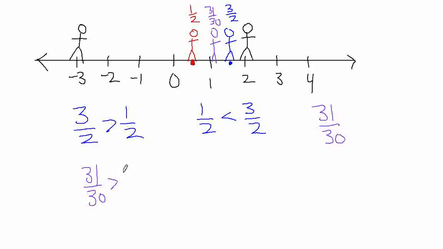And so if you like, you could see that 31/30 is bigger than 1/2. But on the other hand, 31/30 is less than 3/2. All right? And if you wanted to round it to the nearest integer, in this case, it's closest to the 1. So 31/30 is approximately equal to 1.